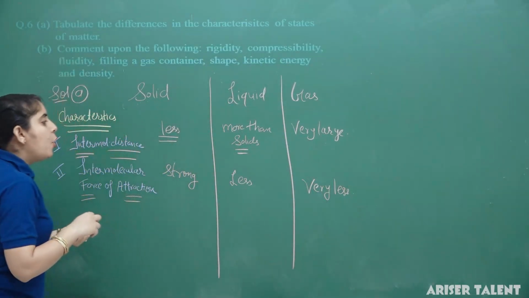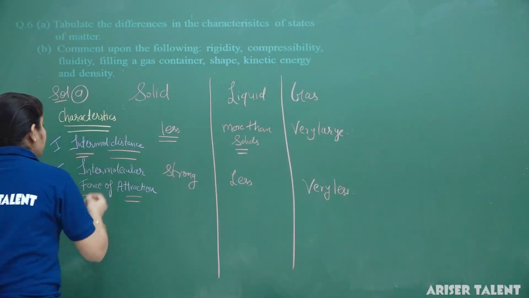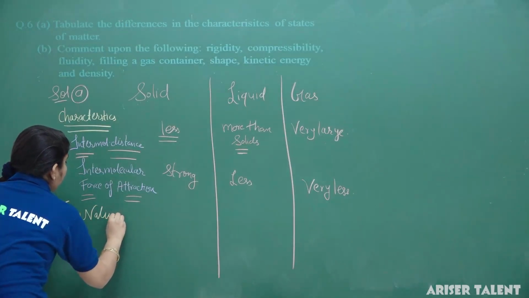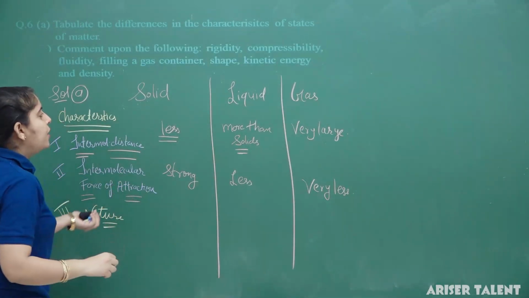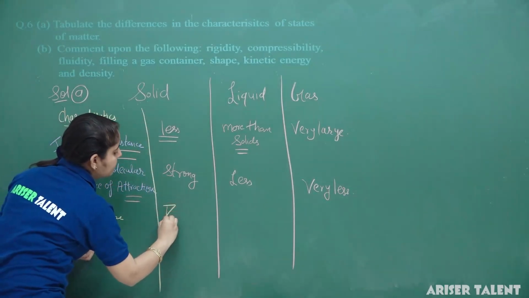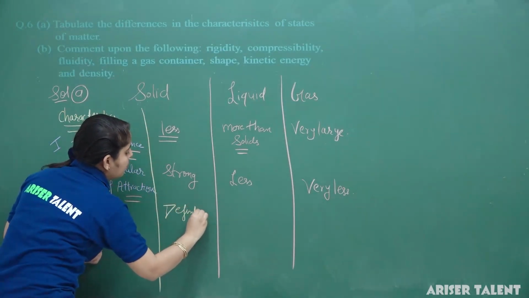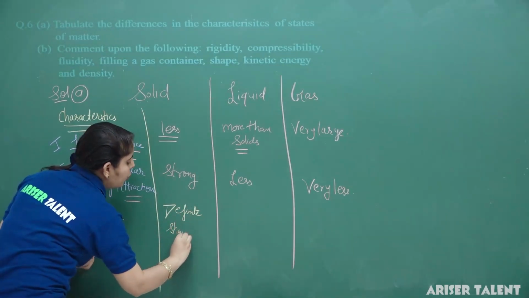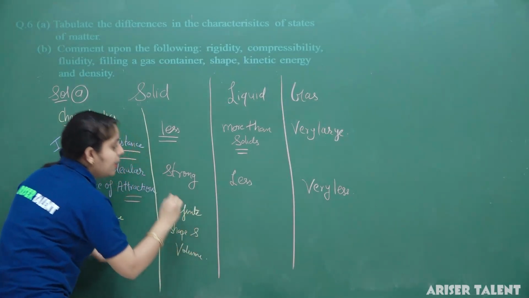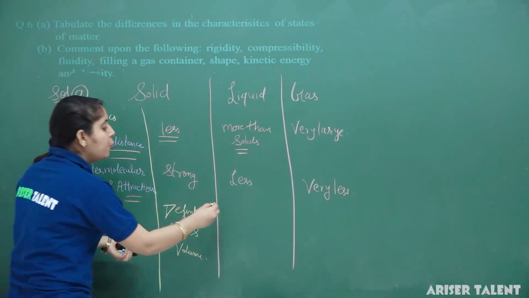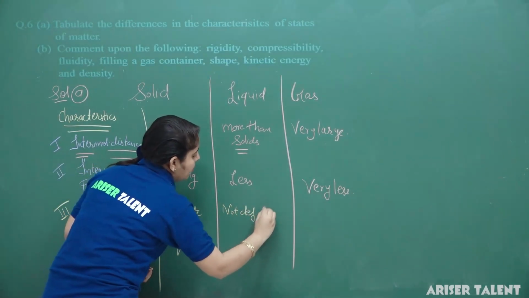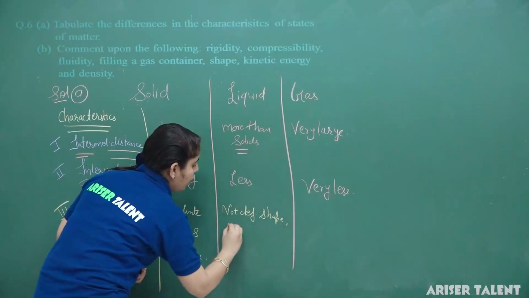Now we will talk about the nature of these substances. The third characteristic will be judged on the basis of nature. What is the nature of solids? Solids have definite shape and volume. If I consider liquid, they do not have definite shape, but they have definite volume.